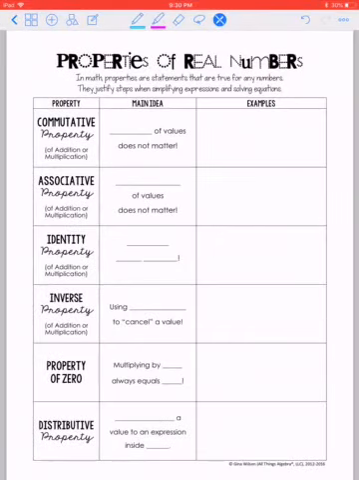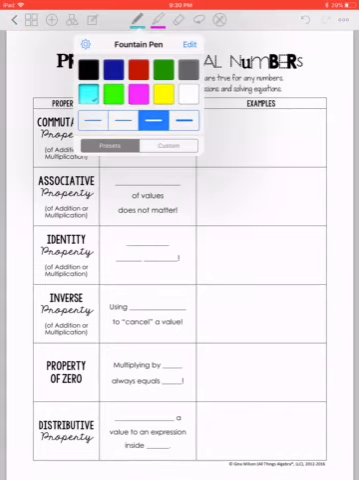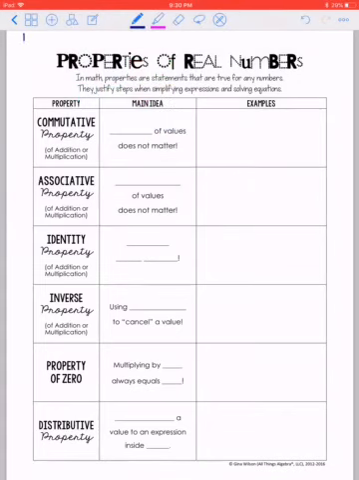Hello, we're going to take notes over lesson 1.2. So make sure that you either have this printed out or you are copying this in your notebook. So this again is lesson 1.2. We're going to talk about properties of real numbers.